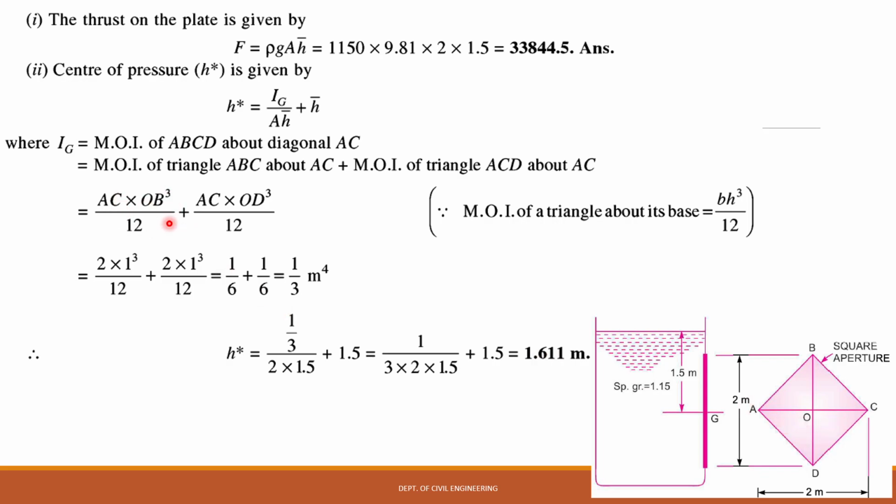So that is done over here. This is for one triangle and this is for the other triangle. We will be getting Ig value as 1 by 3. Okay. Now substitute all the values in H star and you will be getting the value of H star as 1.611 meters. Okay. So this is how you do the problem.